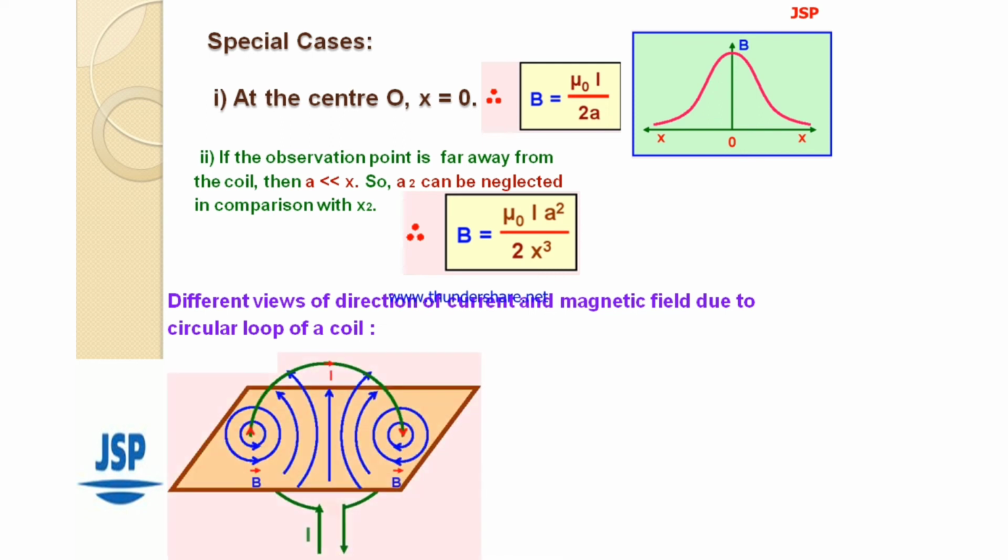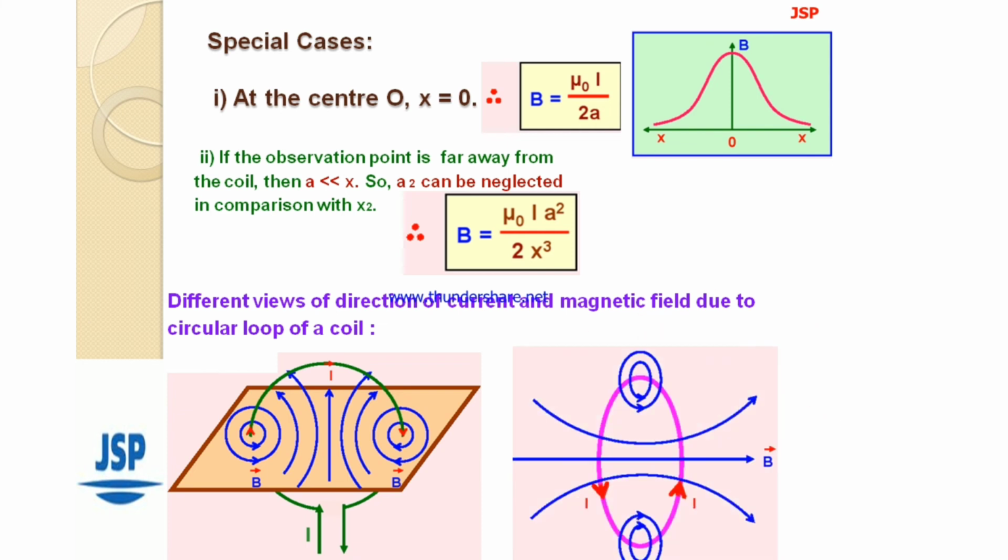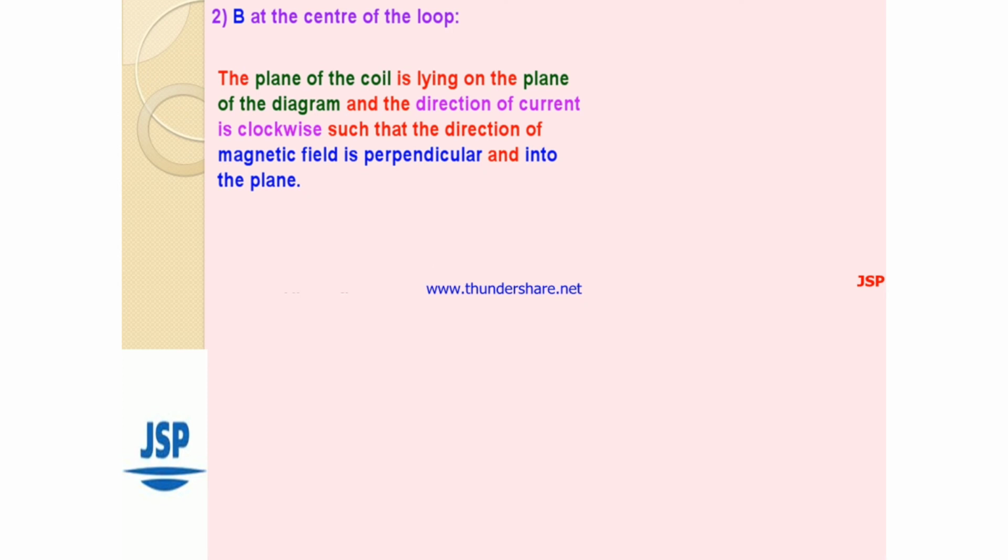Different views of direction of current and magnetic field due to a circular loop or a coil. Second one, B at the center of the loop. The plane of the coil is lying on the plane of the diagram and the direction of current is clockwise, such that the direction of magnetic field is perpendicular and into the plane.